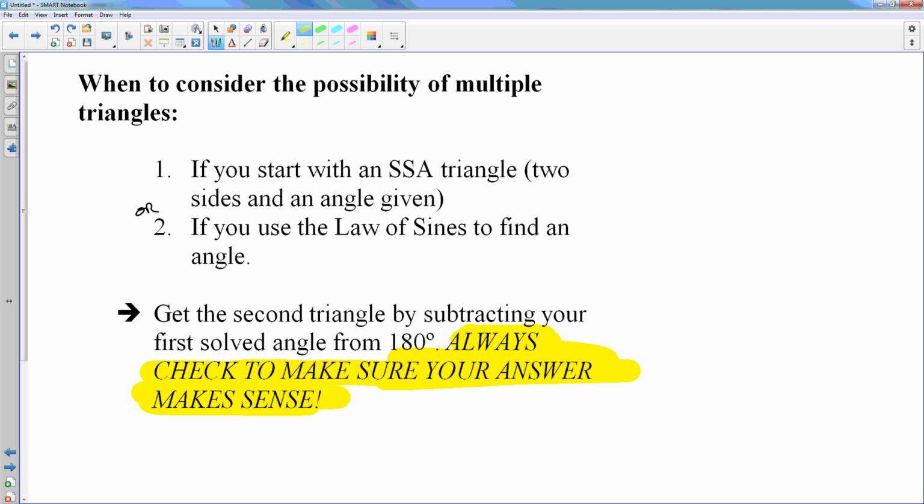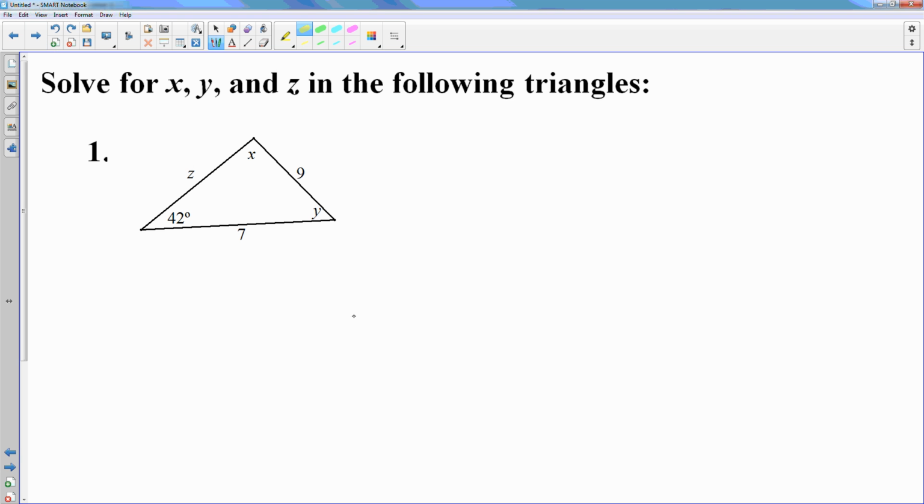And that's something you always want to be aware of, because sometimes, even though your work is good, your answers don't make sense. So let's work a few problems, solving for x, y, and z in the following triangles, and I do want to solve for all of them. Let's set up law of sines. Let's see what we can do with this one.